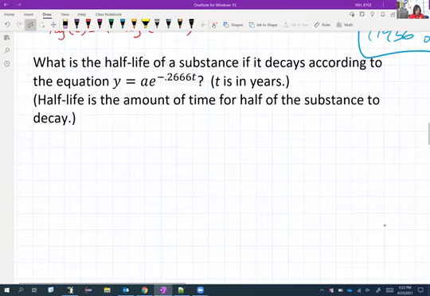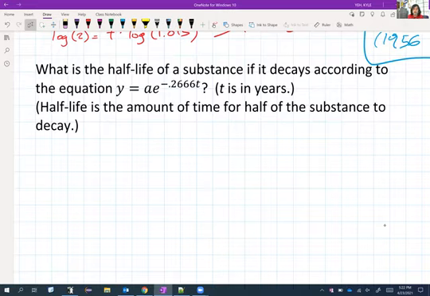And this one introduces a little bit of vocab defined there in the parentheses. It says, what is the half-life of a substance if it decays according to the equation y equals A e to the negative 0.2666 t, where t is in years? Now, looking at this equation, I know that we're talking continuous decay. Not that it matters too much because they gave us the equation. But what is this deal with half-life?